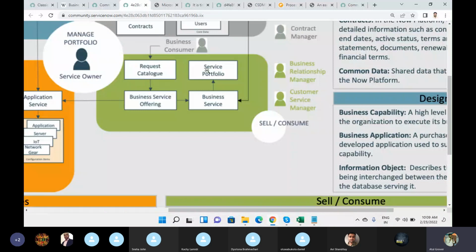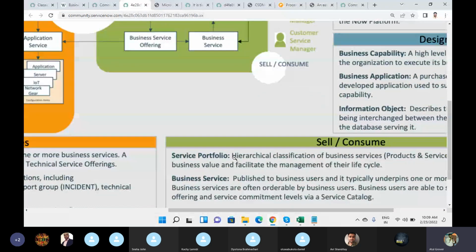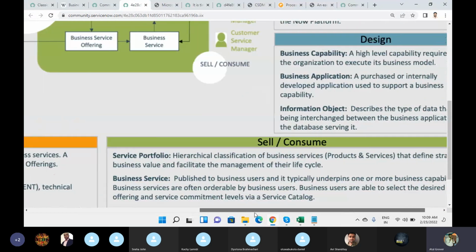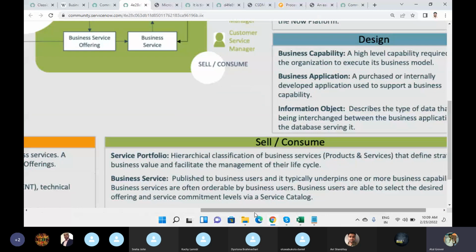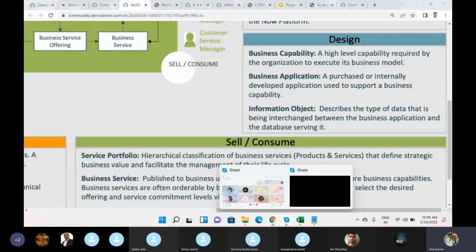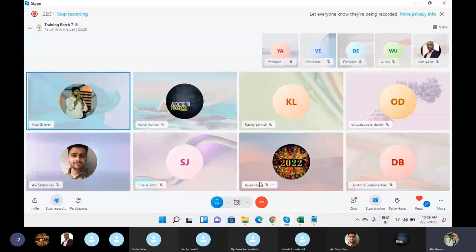These four sections have a meaning here. Very carefully, this is why the CSDM model is popular nowadays, because it has a good bifurcation. What is this service portfolio? Let me scroll down here. Service portfolio is pure English and we are going to discuss that. Before that, does anyone have any doubt or question till this point?